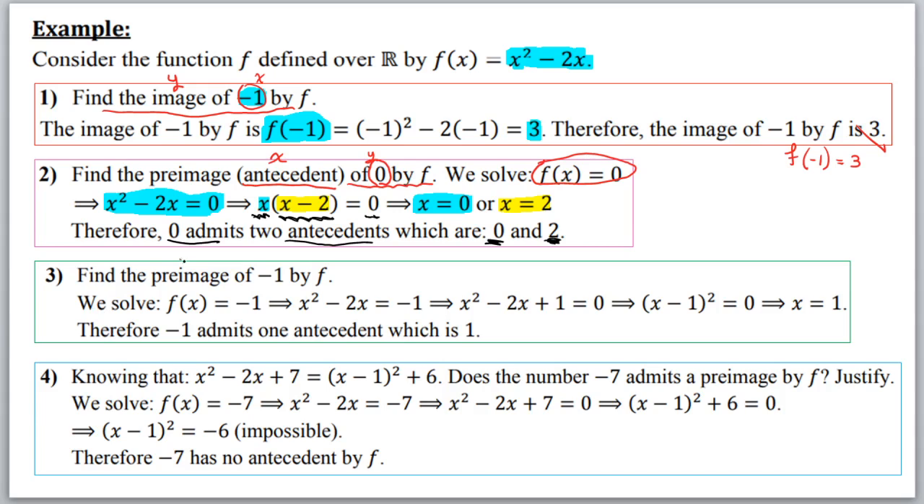So the preimage means that to find x, and this is y. Okay? So we solve f of x equal minus 1, and then we write x squared minus 2x equal minus 1, which means that x squared minus 2x plus 1 equal to 0. If we factorize this, we know from remarkable identities that x squared minus 2x plus 1 is equal to x minus 1 squared. So we write x minus 1 squared equal to 0, and then that gives x minus 1 equal to 0, which means x equal to 1.